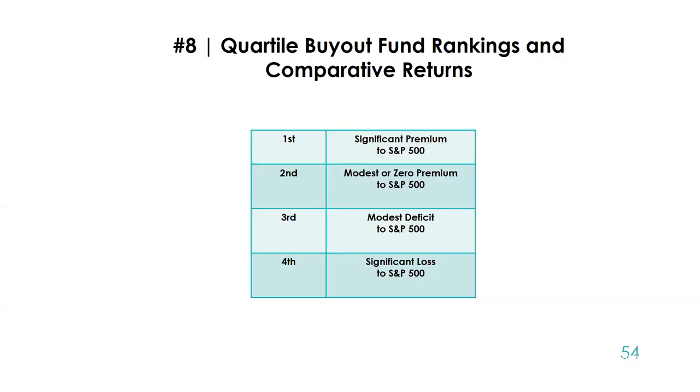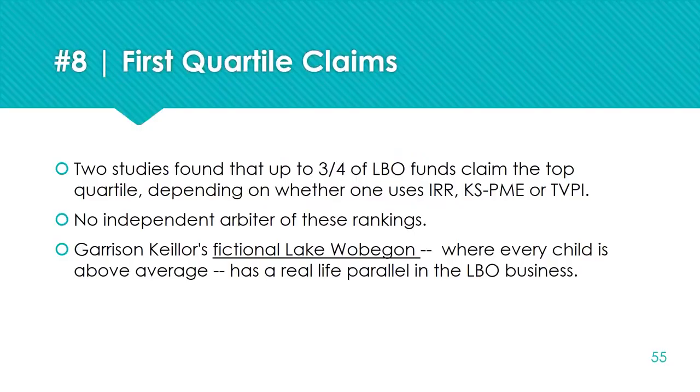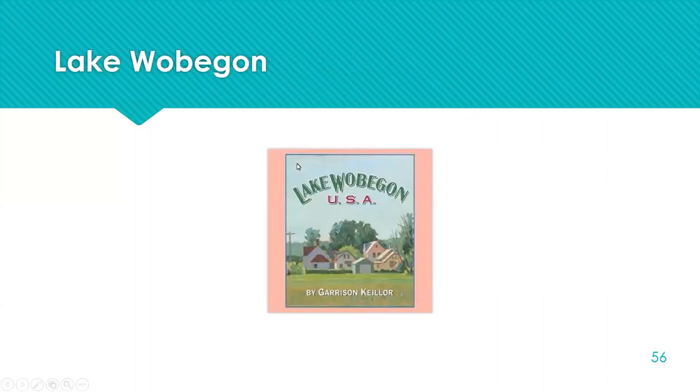The other interesting thing that I learned was the returns over and above the stock market tend to be in the top quartile, the top 25%. And so it's interesting that you've got a business where 75% are mediocre or worse, and yet the business still functions. Only returns that are super in the top 25. And some studies done by independent researchers have found that up to 75% of the funds say they're in the top quartile. So I liken it a little bit to the fictional Lake Wobegon of Garrison Keillor, the author, where every child is above average. So there's a real life parallel to the private equity business.